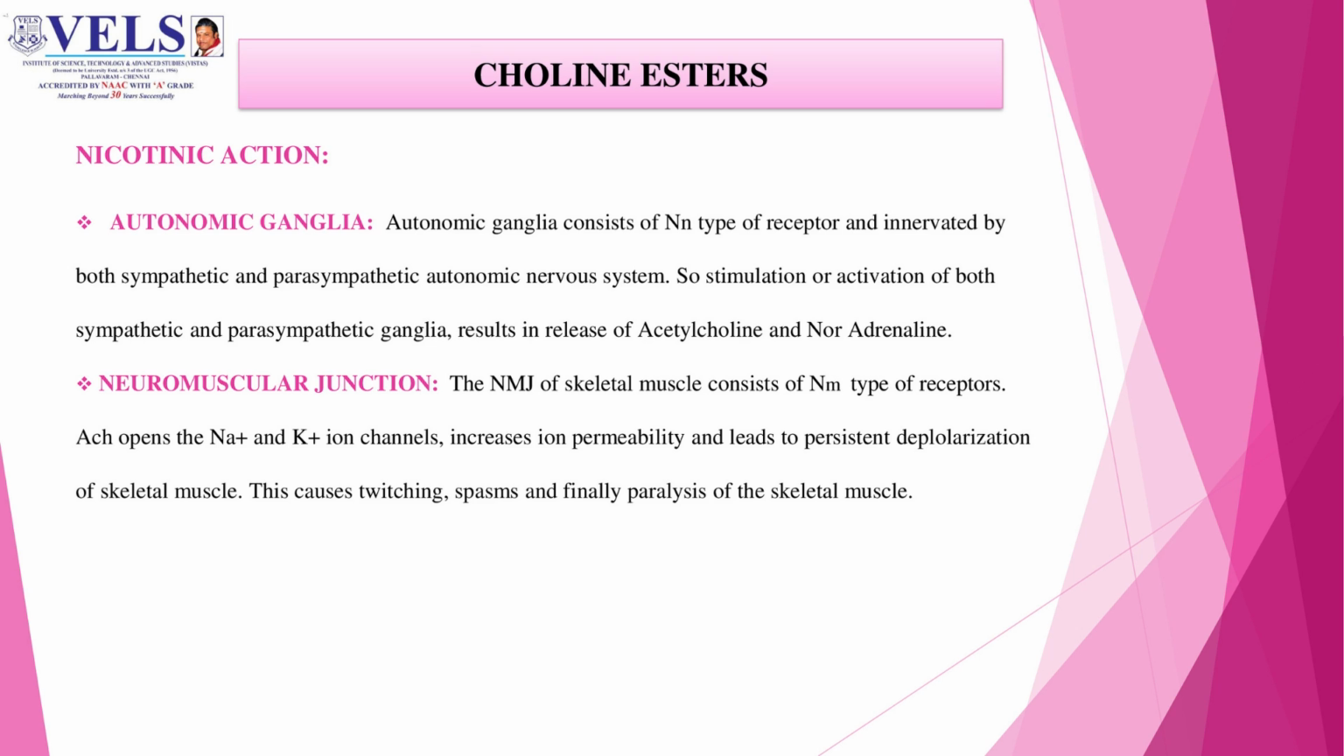Next, the neuromuscular junction. The neuromuscular junction of skeletal muscle consists of NM type of receptors. Acetylcholine opens the sodium and potassium ion channels and increases the ion permeability, which leads to persistent depolarization of skeletal muscle. This produces twitching, spasm and finally paralysis of the skeletal muscle.